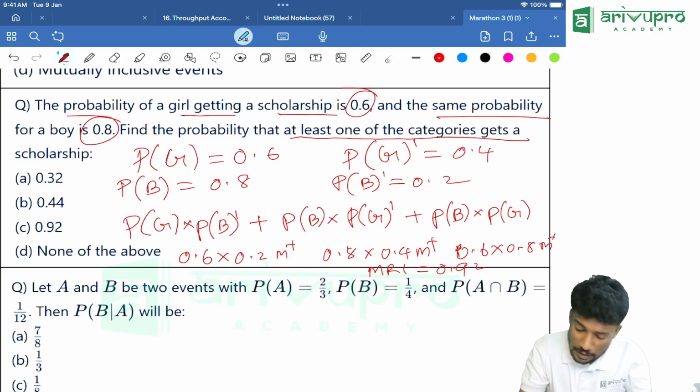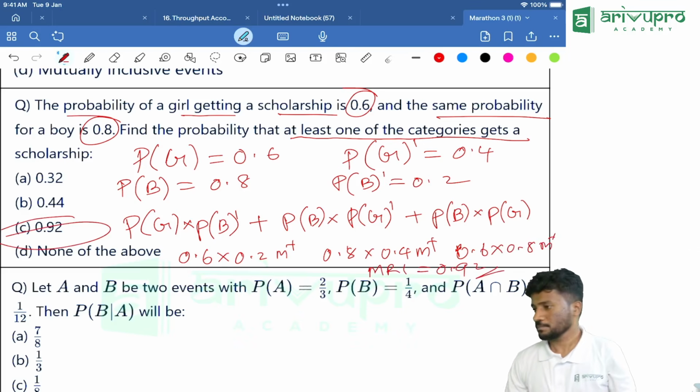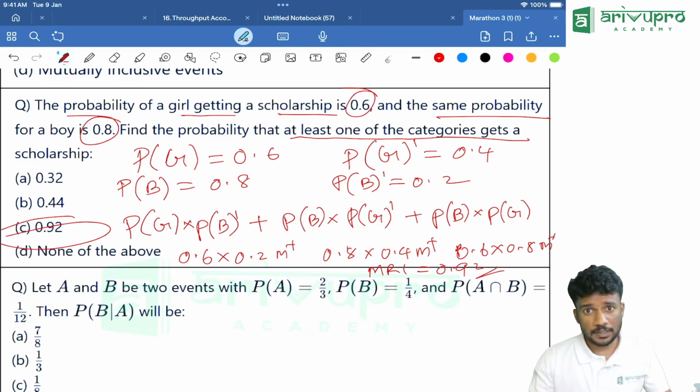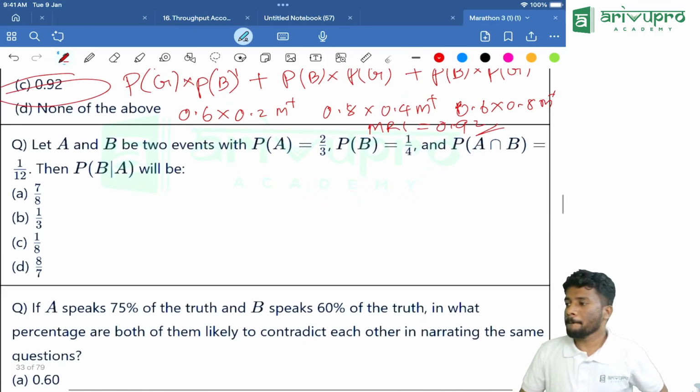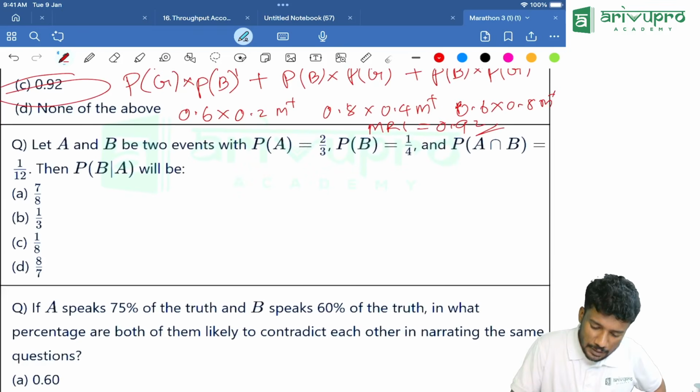The answer is 0.92. Did everyone understand? Yes, people. Next one, do this.